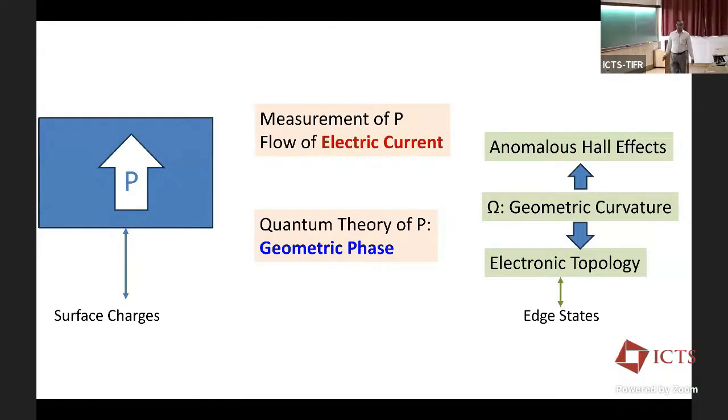Okay, all right. So let me now take a pause again and show you that we started out with a simple concept of polarization, which of course was linked to surface charges. As you know, P dot normal vector gives you surface charges. Then we linked it to the current and geometric phase. And now from geometric phase, we introduce Berry curvature, which gives rise to anomalous Hall effect, and also is able to give you an idea about topology. And topology basically means you will have edge states, and these edge states are related to the surface charges in a time-dependent sense.